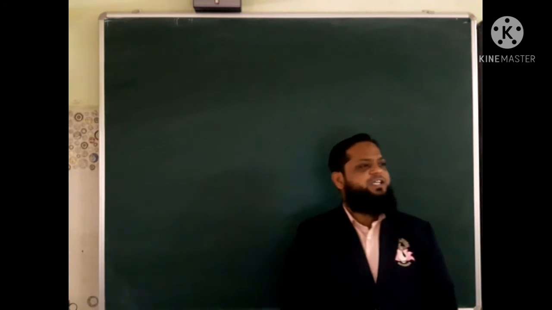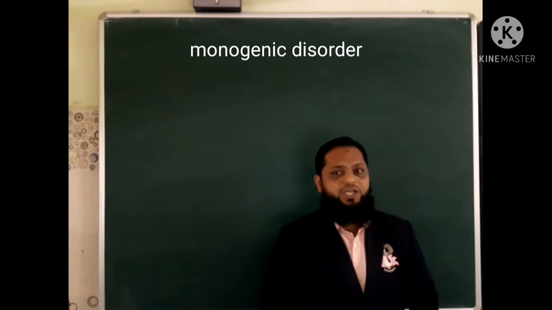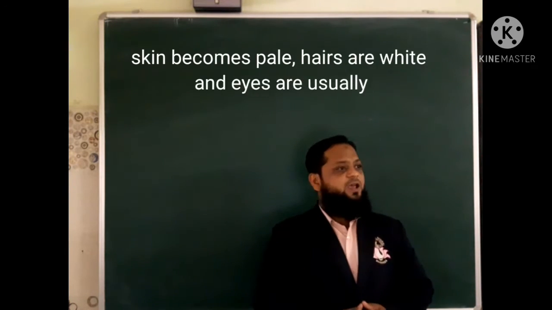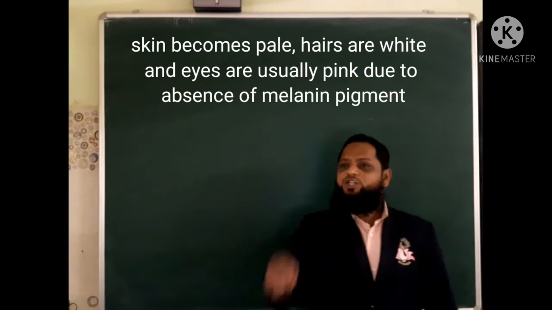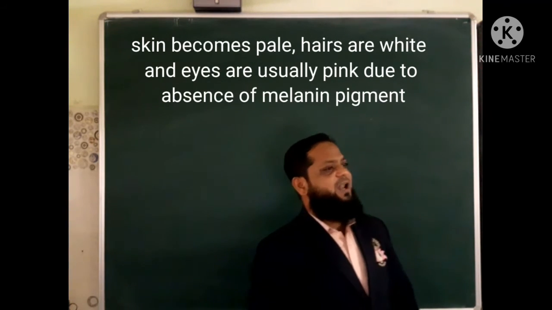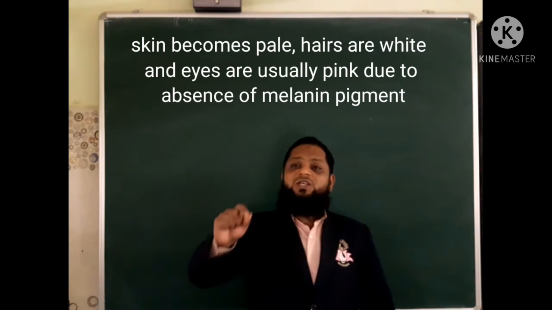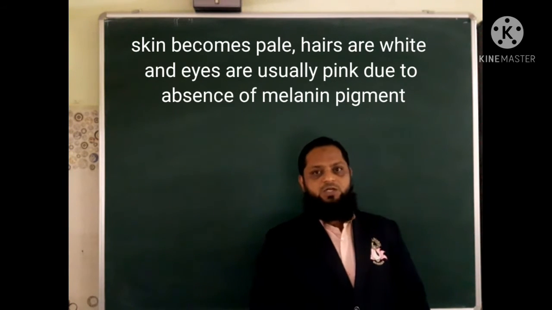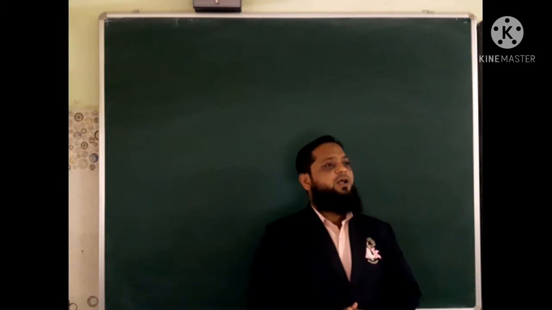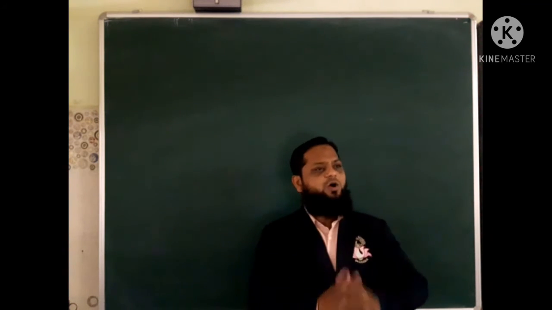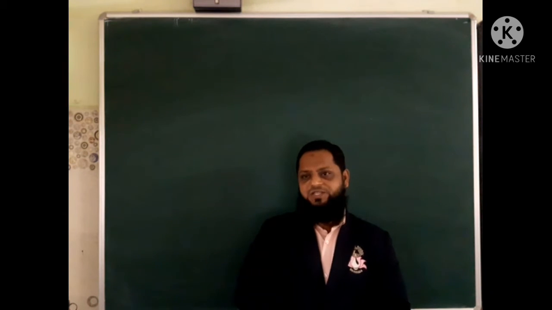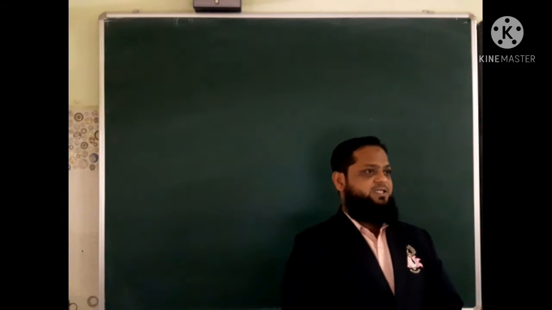In the case of albinism, skin becomes pale, hairs are white, and eyes are usually pink in color due to the absence of melanin pigment. So we can understand here the importance of the melanin pigment. You may observe albinism cases in your areas.